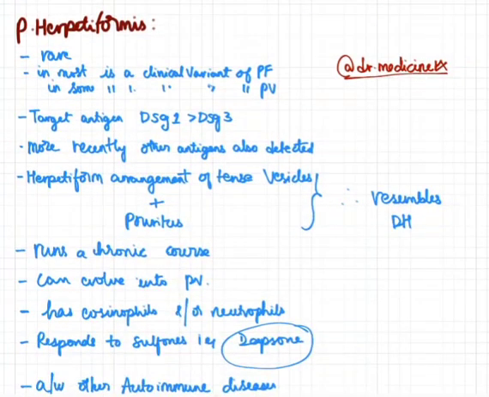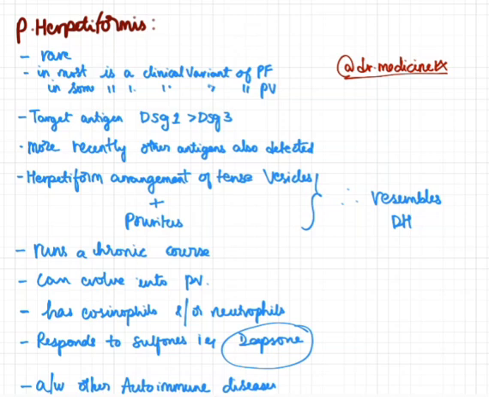Coming to Pemphigus herpetiformis, this is a rare variant. In most cases, it is a clinical variant of Pemphigus foliaceus. In some, it can be a clinical variant of Pemphigus vulgaris. The target antigen here is desmoglein 1 as well as desmoglein 3, but desmoglein 1 is more commonly affected. And more recently, other antigens have also been detected.